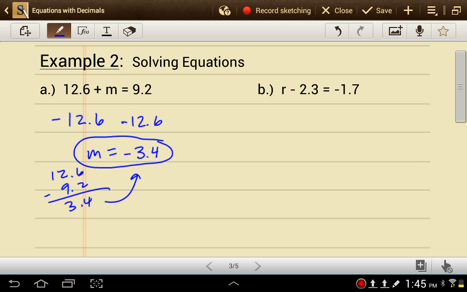For B, I have r minus 2.3, or 2 3/10, equals negative 1 7/10. Okay, I'm subtracting 2.3. The inverse operation of subtracting is to add, so I'm going to add 2.3 to both sides, so I do a plus 2.3.